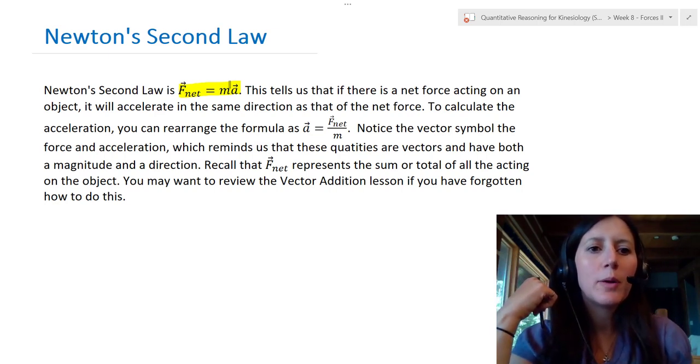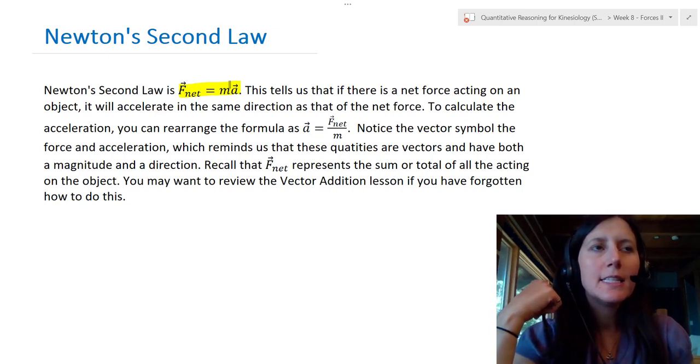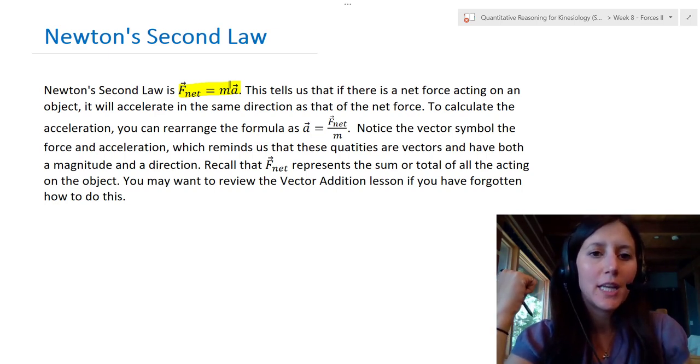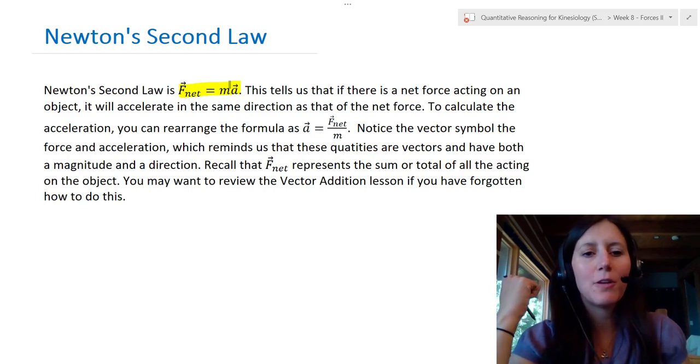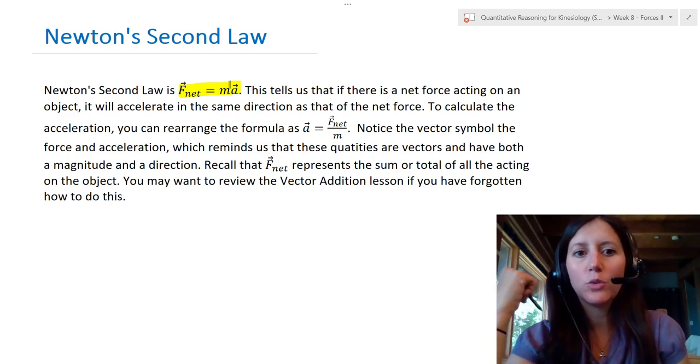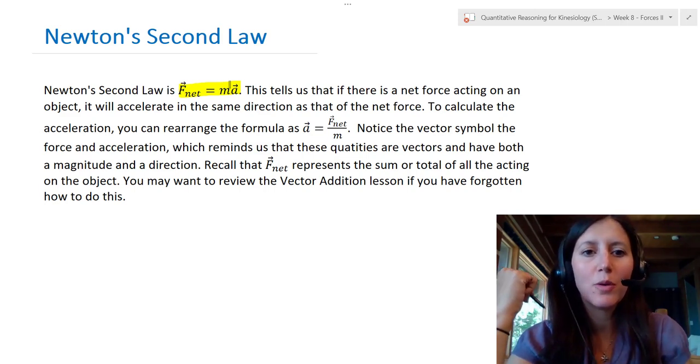Remember when we looked at Newton's first law, it said that if the object has no net force acting on it, it will not accelerate. That means it will remain at the same velocity forever. If the object was initially at rest, it will remain at rest forever. If the object was initially moving 1 meter per second north, it will continue to move 1 meter per second north forever.